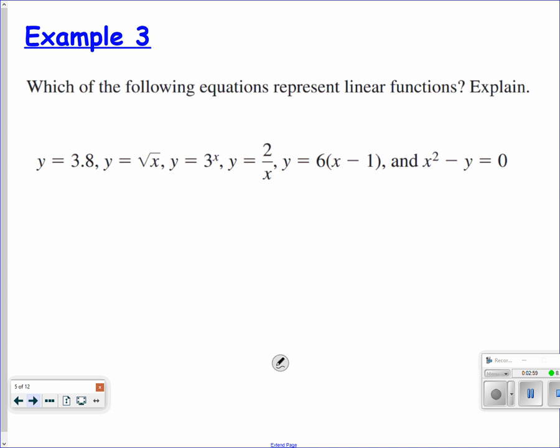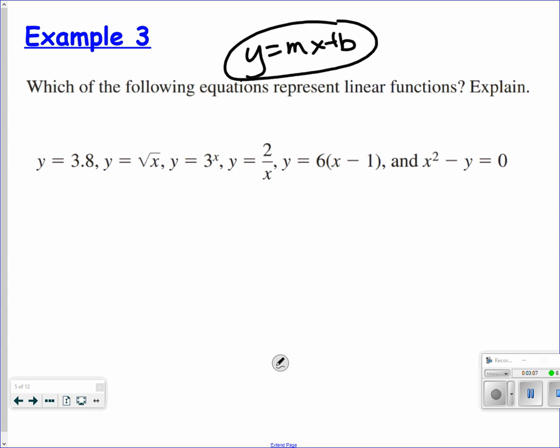Which of the following represents a line? Remember, if you want something to be a line, it has to be in y equals mx plus b form, or at least be able to be put into y equals mx plus b form. Now, this one technically is linear. Reason: it could be y equals 0x plus 3.8. So again, I can make that one into a line.